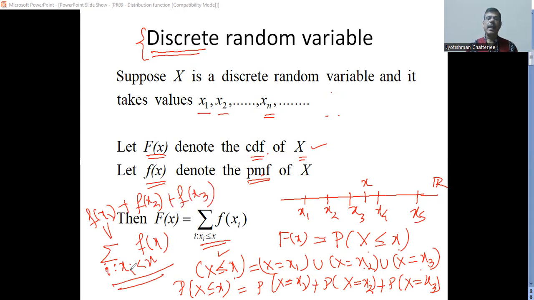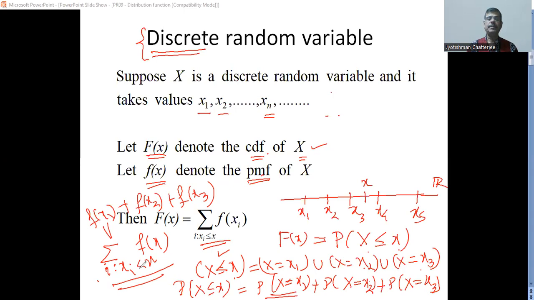However, x4 is not less than x, so I will not put the term f(x4). That's why this summation represents the same thing as we have got here.